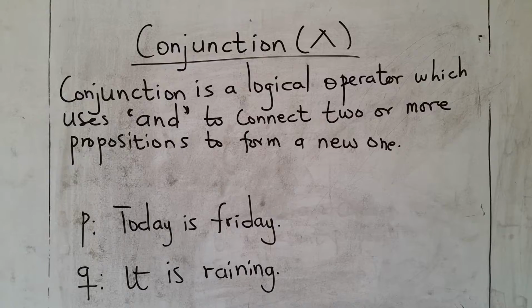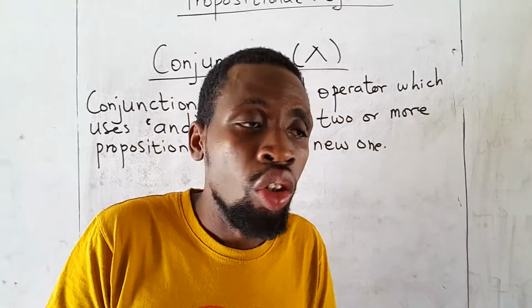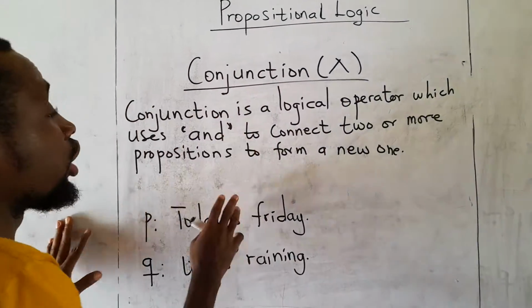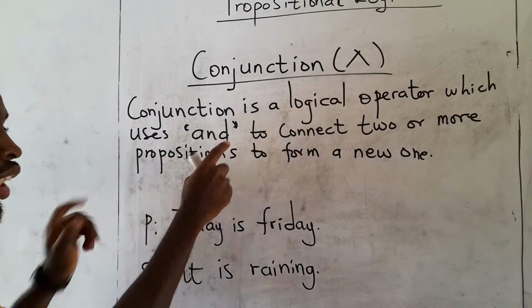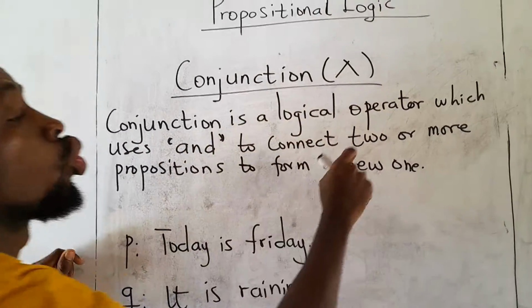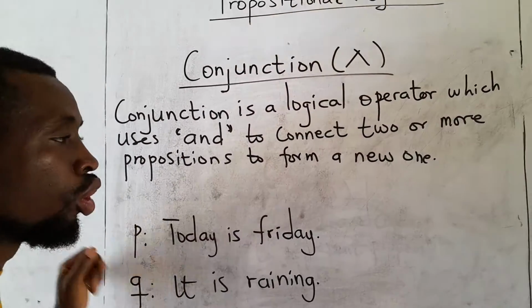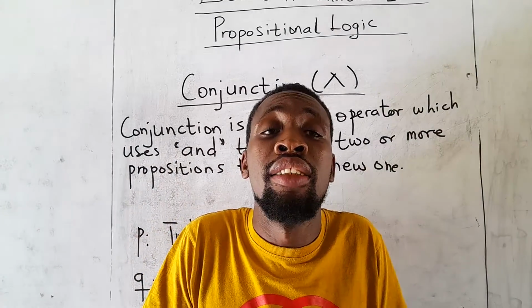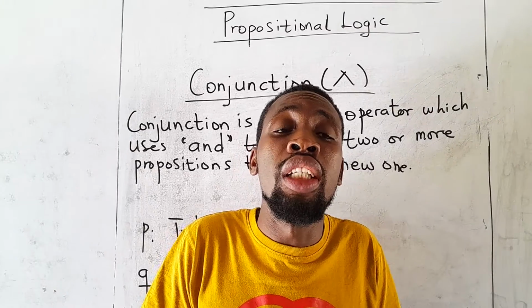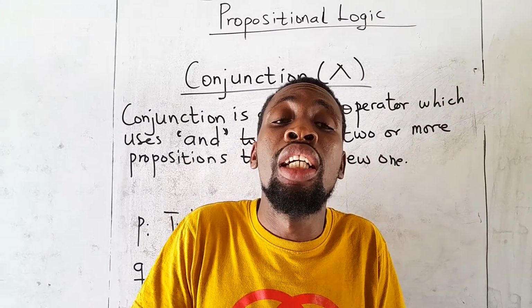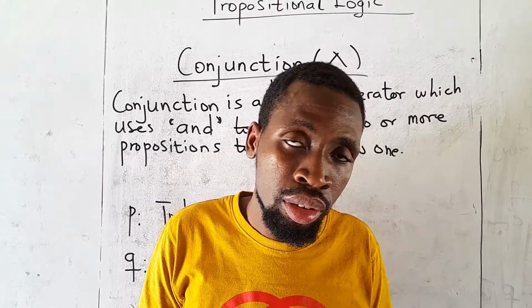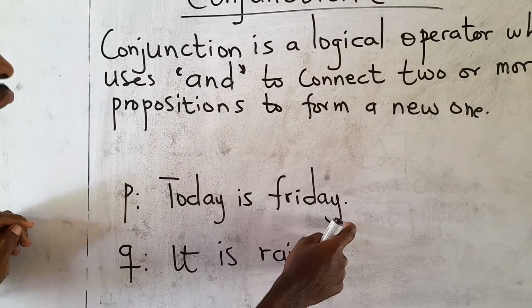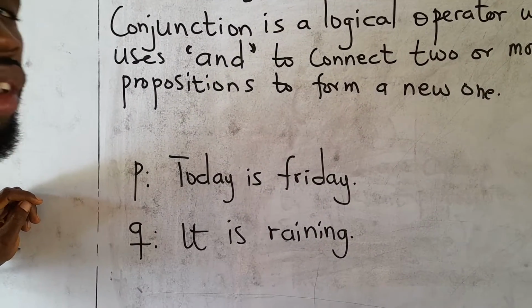So let's look at our first logical operator, conjunction. When we say conjunction in propositional logic, what do we mean? We say conjunction is a logical operator which uses the word and to connect two or more propositions to form a new one. So when you see and connecting two propositions, then we say that statement is a conjunction statement. Let's look at two propositions. P: Today is Friday, and the second one, Q: It is raining.